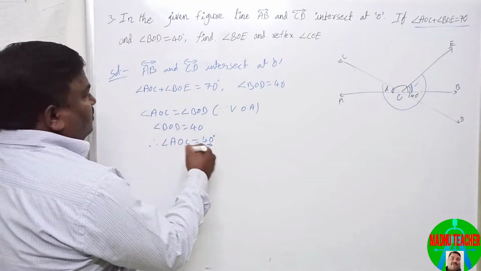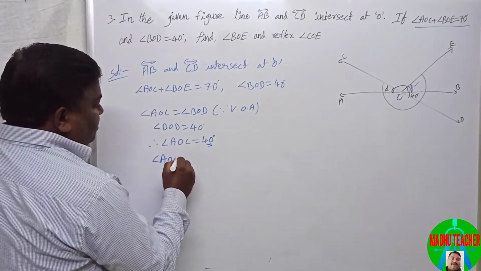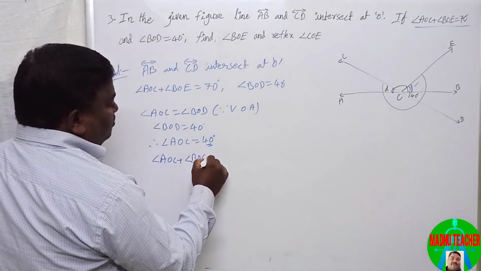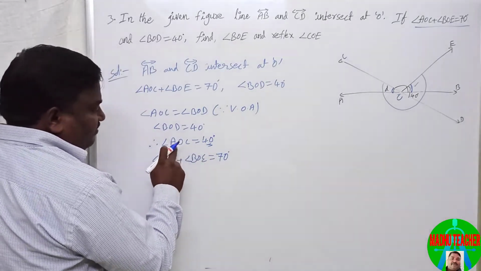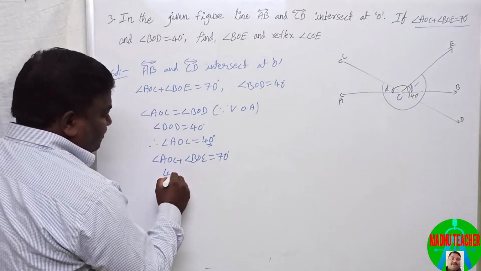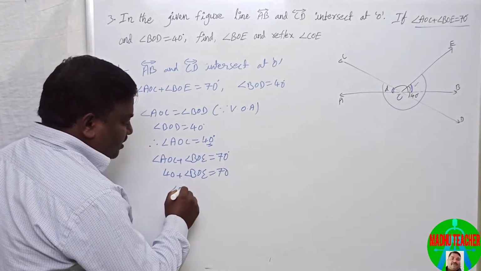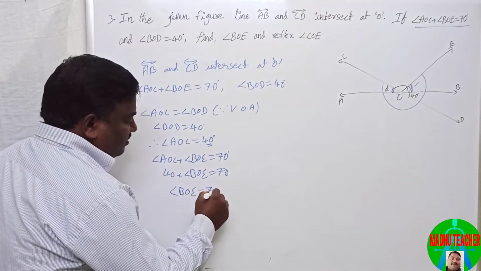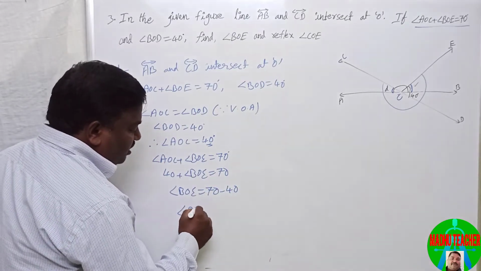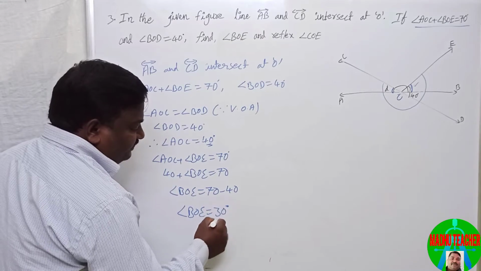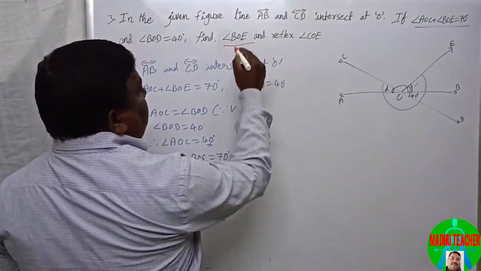Next, here from angle AOC plus angle BOE equals 70 degrees, we know that angle AOC equals 40 degrees. Replacing AOC with 40, 40 plus angle BOE equals 70 degrees. Angle BOE equals 70, transposing to the right side it becomes minus 40. So angle BOE equals 30 degrees. We got the first one.